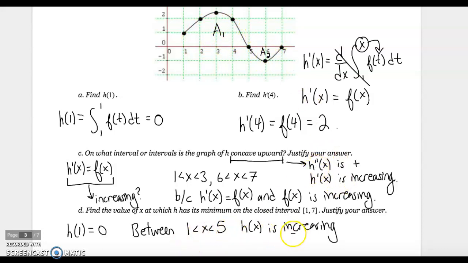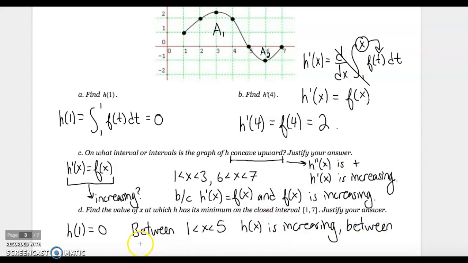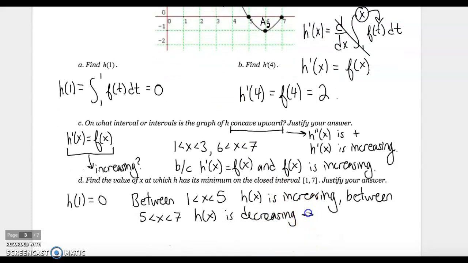So between 1 and 5, h of x is increasing, and then between 5 and 7, h of x is decreasing, because you had some positive area and now you're subtracting some area. And so that would imply that somewhere on the interval 1 to 7, there is a maximum. Because if I have something that's increasing and then it goes to decreasing, there's a maximum.